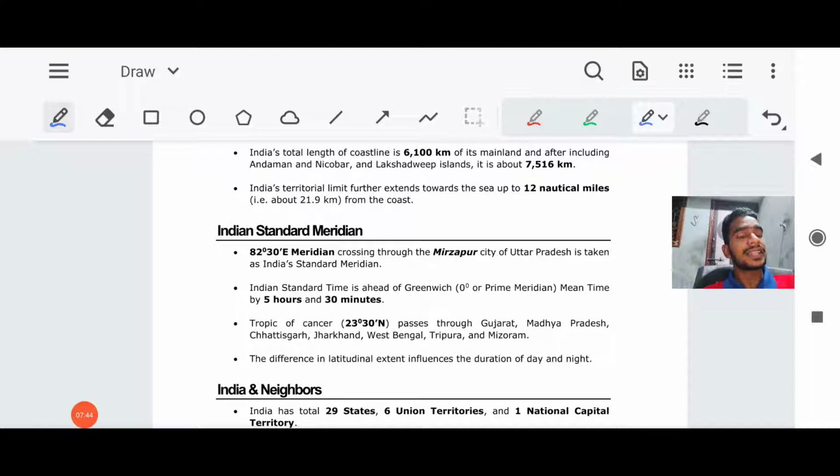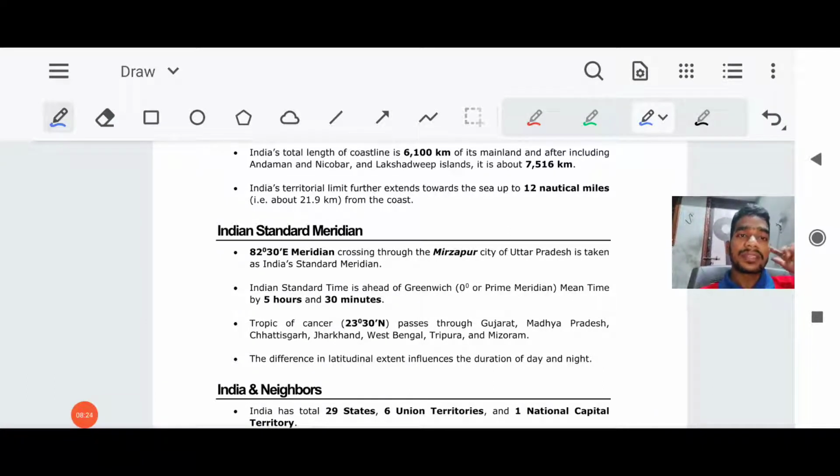ये हमारा Indian Standard Time रहेगा. मतलब जो standard meridian पास हो रहा है मिर्जापुर से, वही पूरे India के लिए time prefer करेगा. जैसे कि 7 बजे अगर अरुणाचल प्रदेश में sunrise हो जाता है, तो 9 बजे यहाँ sunrise नहीं होगा. Sunrise वहाँ भी 9 बजे ही होगा, लेकिन time हम actually एक ही रखेंगे. So Indian Standard Time is ahead of Greenwich, that is the 0 degree prime meridian mean time, by 5 hours 30 minutes. So that is the thing.